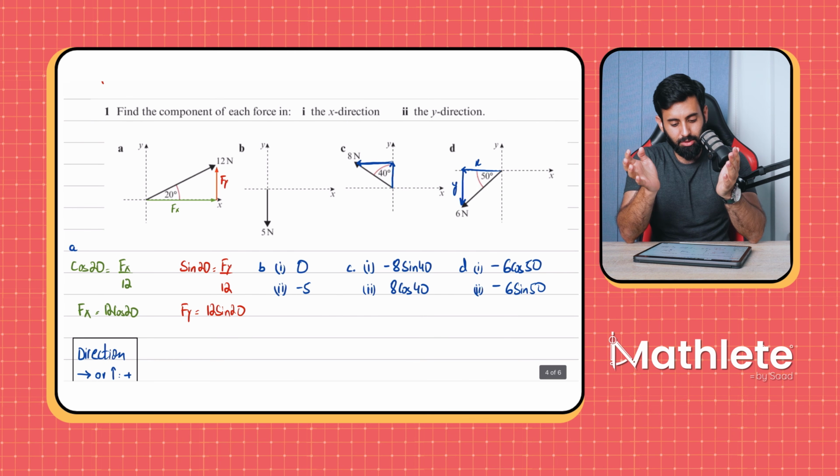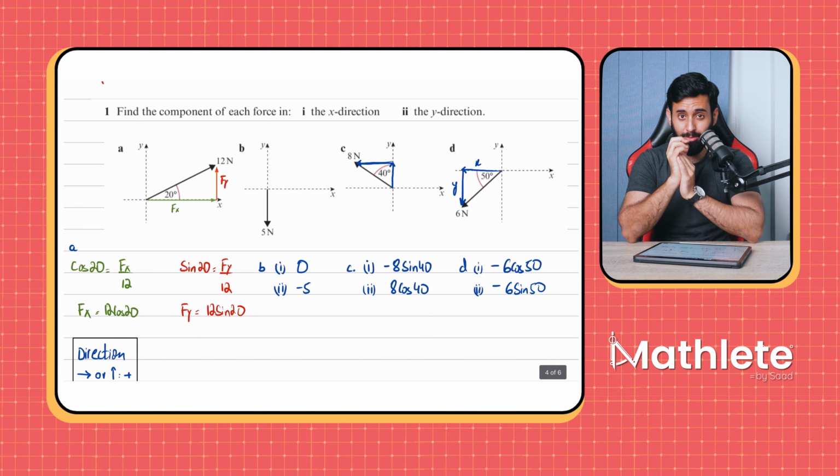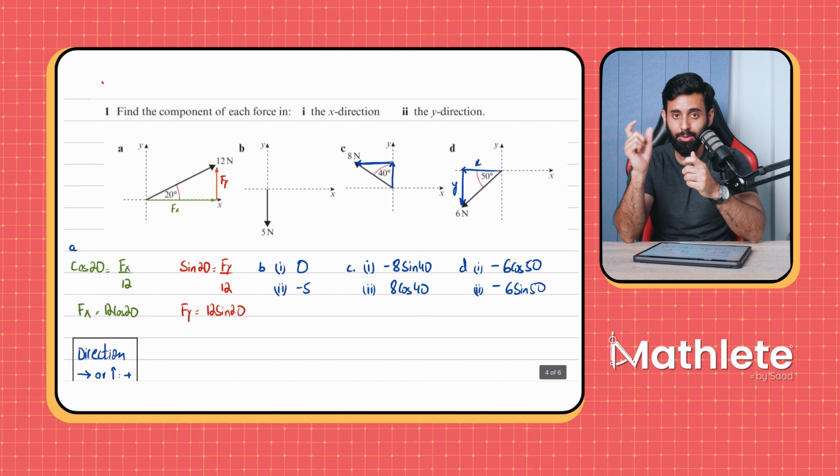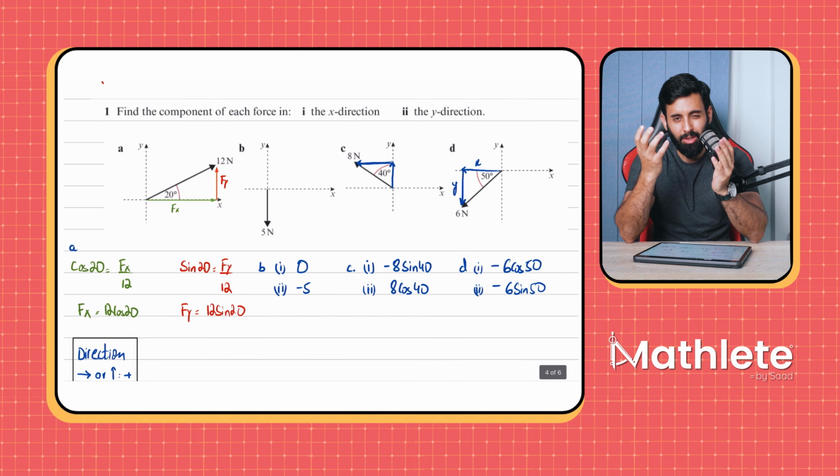I hope you've understood this concept, and I will see you guys in the next video where we will learn how to resolve forces and find the resultant. Not just resolve forces, but resolve forces to find the resultant. And we'll be starting with category A questions or category 1 questions.